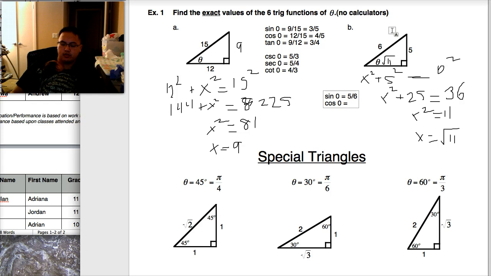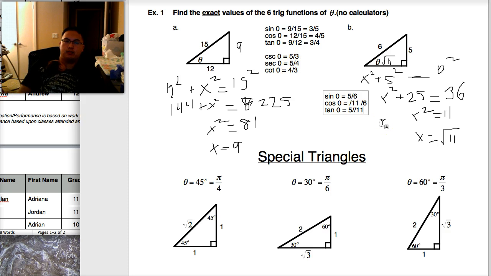So I don't have a square root symbol, I'm just going to use this little slash. Square root of 11 over 6. Does that make sense? So square root of 11 over 6. And then tangent theta, TOA, is opposite over adjacent. So opposite of theta is 5, adjacent is square root of 11. So that's 5 over the square root of 11.